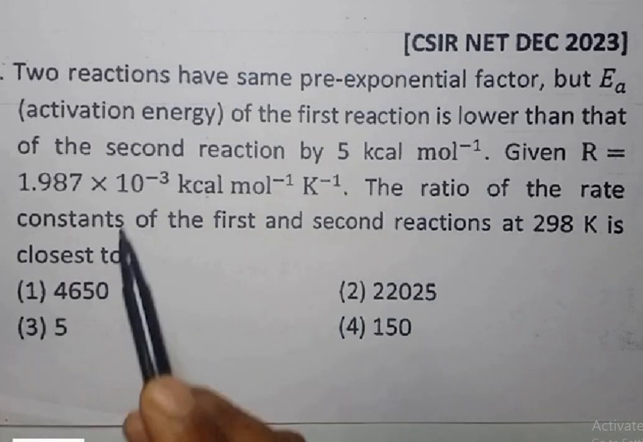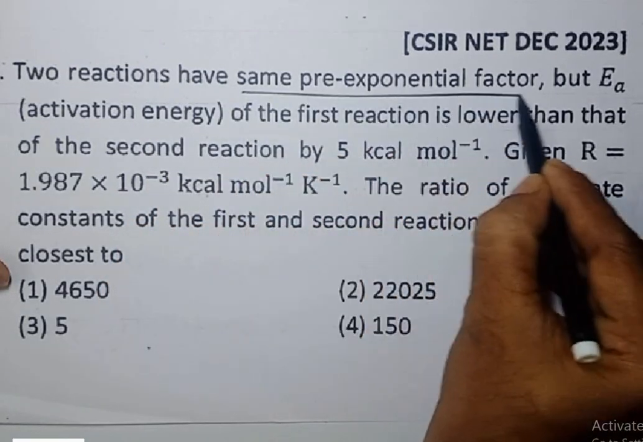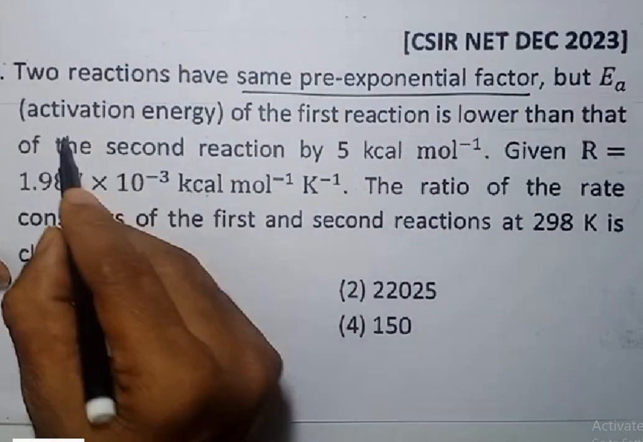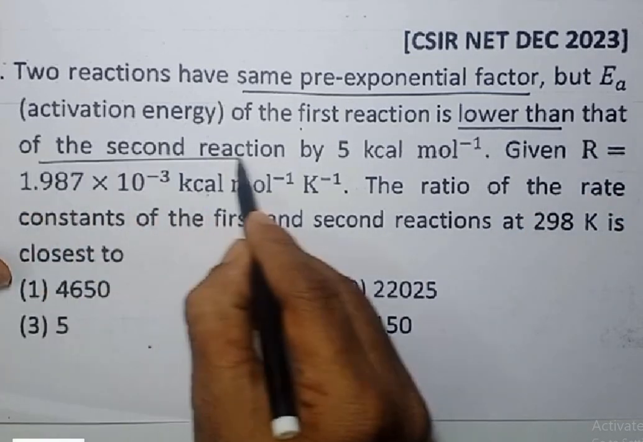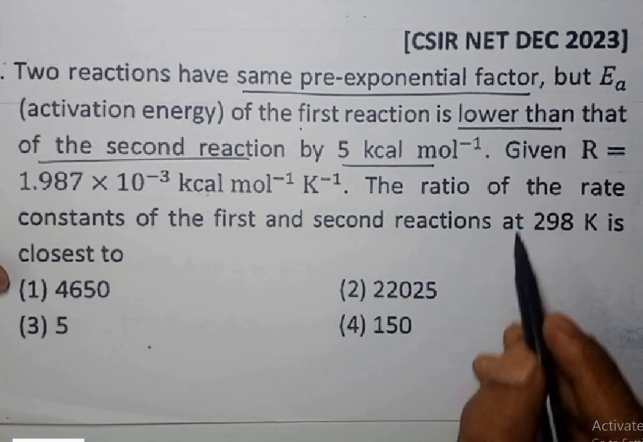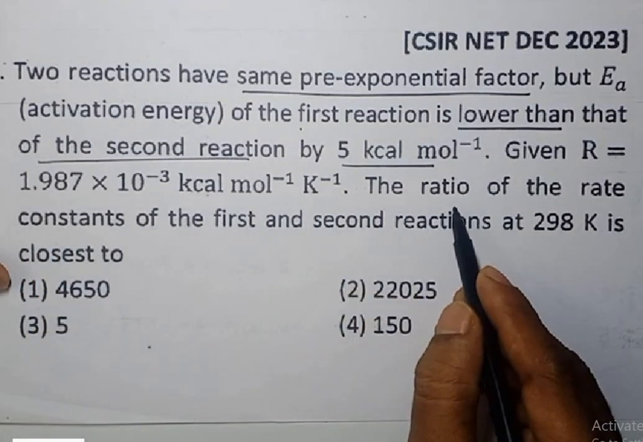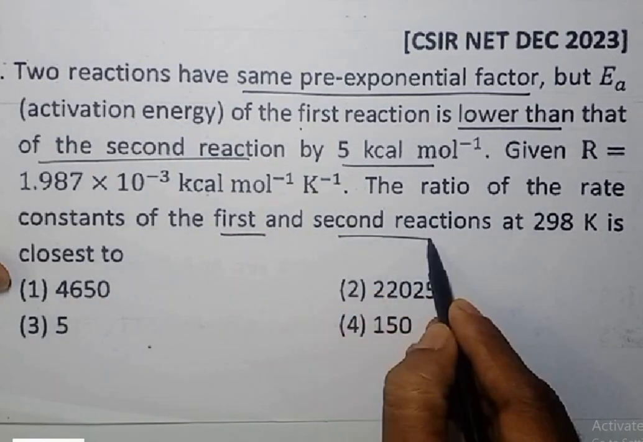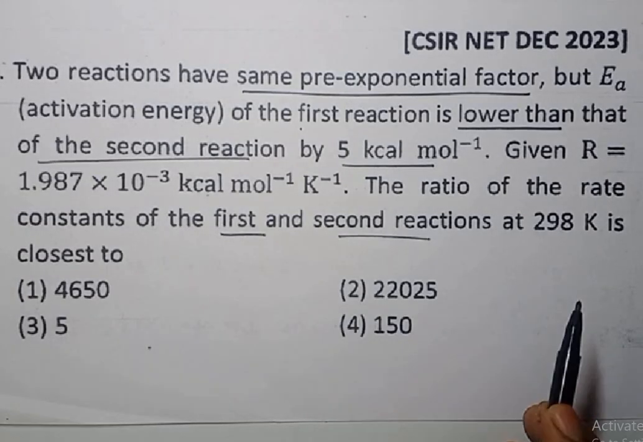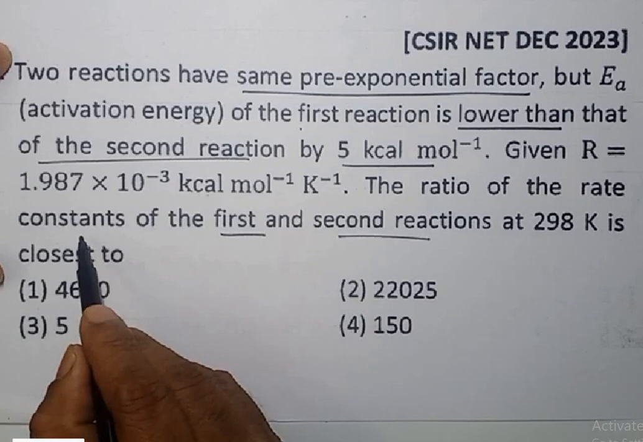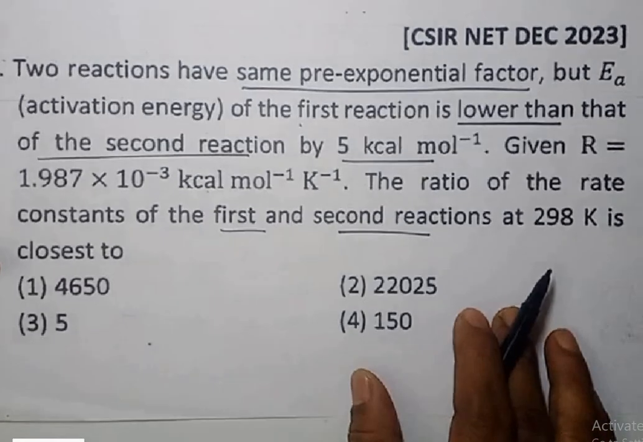This is question number 2. Two reactions have the same pre-exponential factor, but the activation energy of the first reaction is lower than that of the second reaction by 5 kilocalorie per mole. Given R value is 1.987 times 10 power minus 3 kilocalorie per mole per Kelvin. The ratio of the rate constant of the first and second reactions at 298 Kelvin is closest to. In this problem, they are asking the ratio of the rate constant of the first reaction and second reaction at 298 Kelvin. How to proceed?